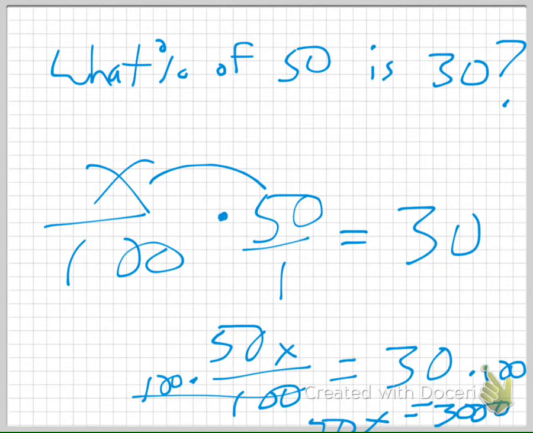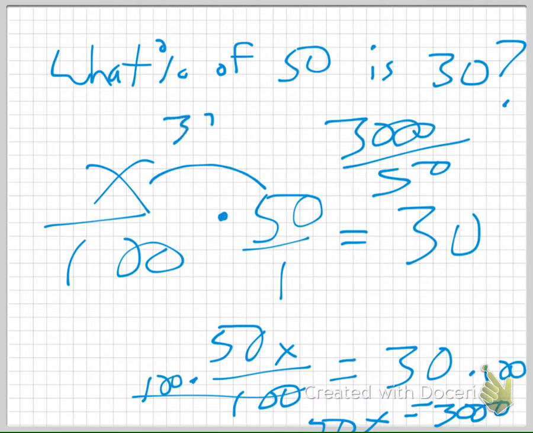Anyway, just watch. Divide both sides by 50. What is 3,000 divided by 50? 50 goes into 300 6 times, so it's 60. So here's the deal. It says what percent of 50 is 30? 60%. Does 60% sound about right? Yeah, it is.